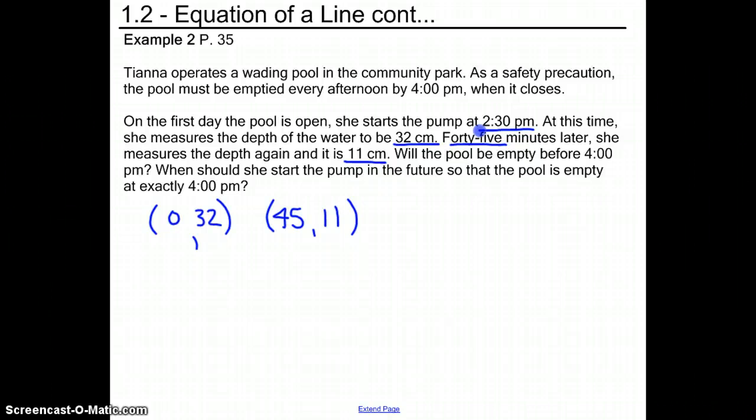Now remember that your minutes then would be on your x-axis and your centimeters would be on your y-axis. We want to figure out if the pool will be empty before 4 o'clock, which is 90 minutes from 2:30. Okay, so we can start by first finding the rate. Now what's rate the same as? Slope. Good, so rate and slope. So let's start by finding slope.